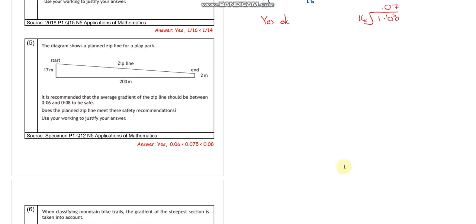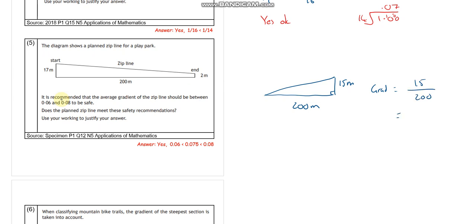I think we could do one more of these. So again, have a little read. Okay, so this time, I'll just draw out myself one of my rubbish triangles with my non-straight lines. So the length is 200, and again, they're trying to trick you by showing you 2 and 17. They're making you say, well, the difference there is 50. So the recommended average gradient should be between here and here. So let's see what our gradient is. Our gradient is 15 divided by 200.